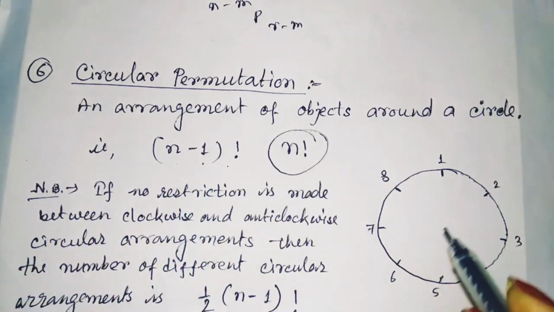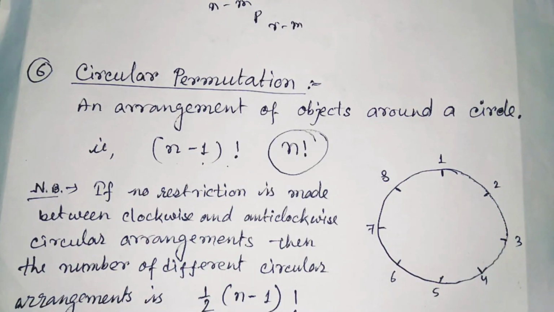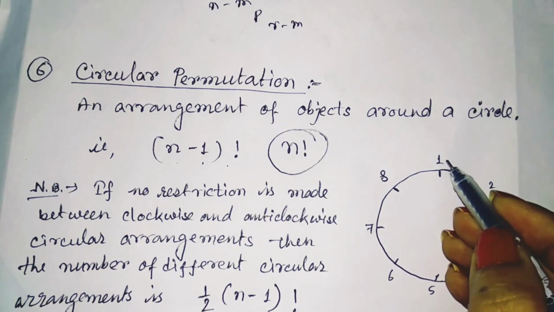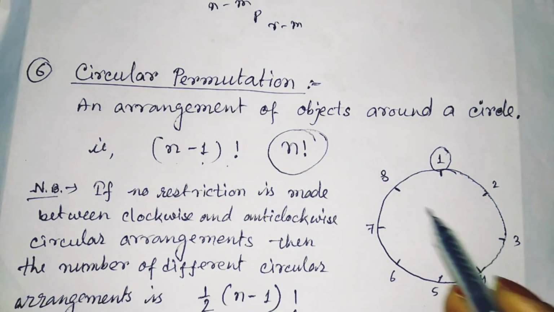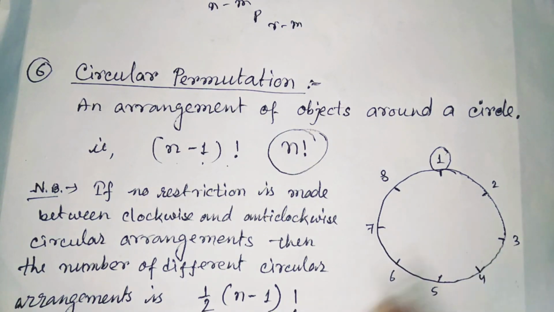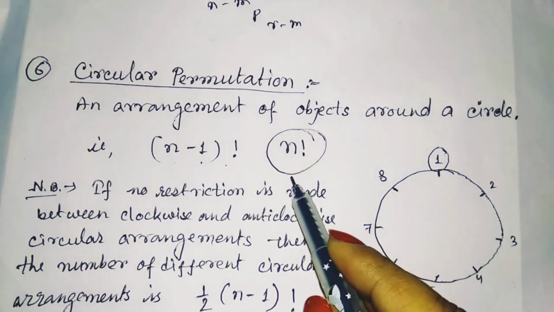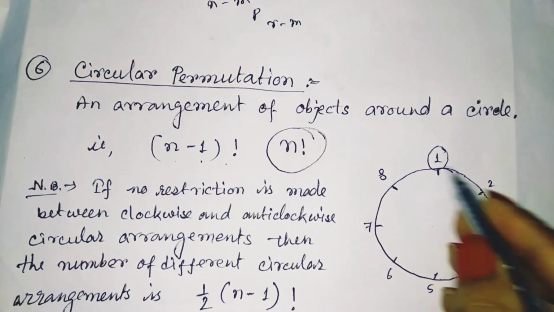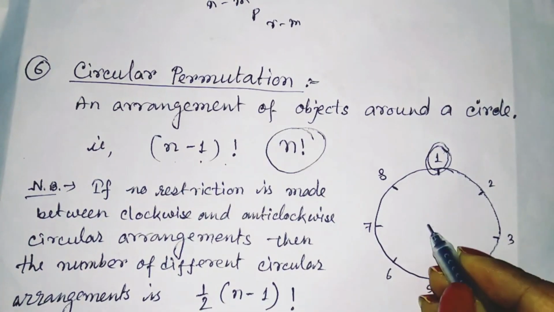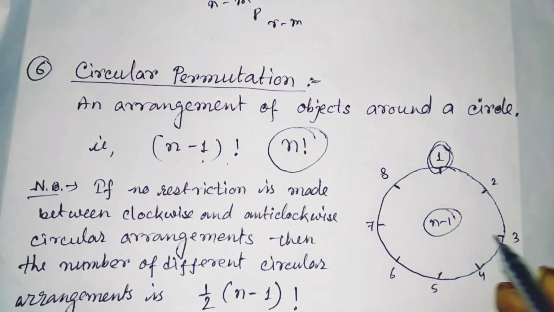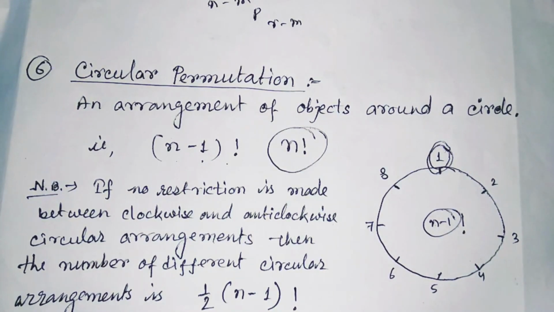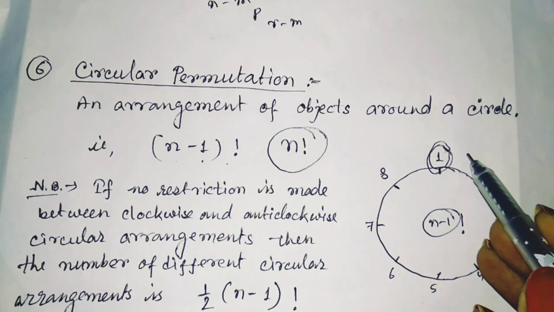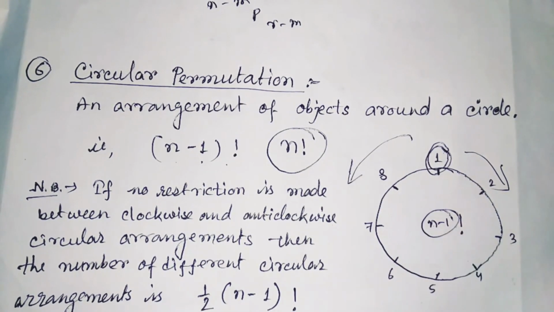That is because suppose 8 objects are given in a circular manner. Now if we fix this object, after fixing this one, we can arrange the remaining 7 objects. That means here total n, if we fix any one, then the remaining is n minus 1. Then we can arrange the remaining n minus 1 in (n minus 1) factorial ways. Now this arrangement may be of 2 types. One is the clockwise and another one is the anti-clockwise.